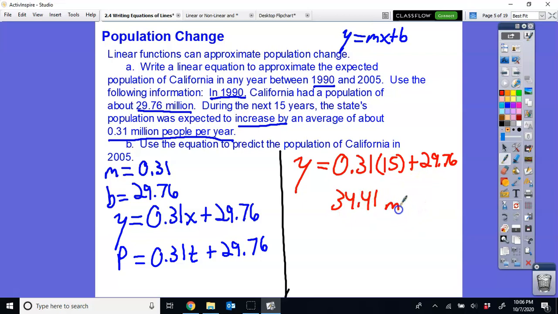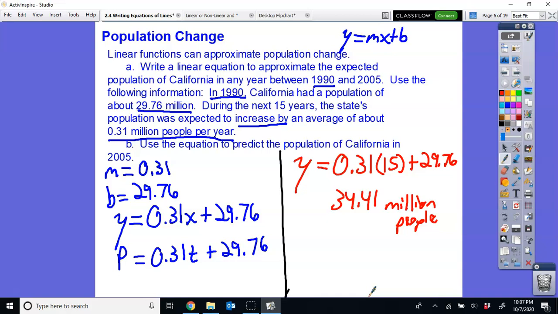Now be careful, that is millions of people. And that's why it's okay for me to leave that decimal right here of 34.41 million people, because when you are looking at 34.41, 0.41 million is okay. 0.41 of a person, not possible. Can't have half a person, right? Or even 41 hundredths of a person. Everybody's a whole person, right? So be careful. Just make sure that your answer makes sense.